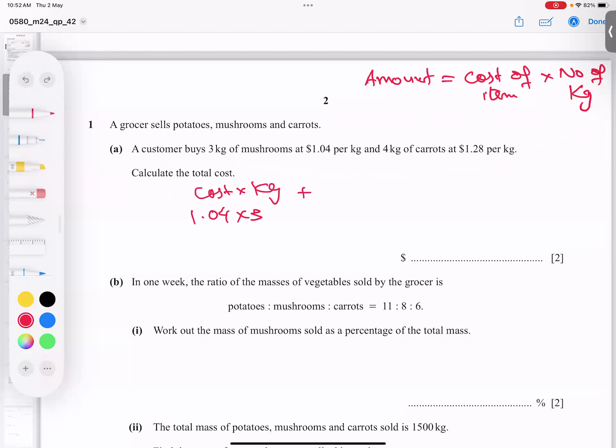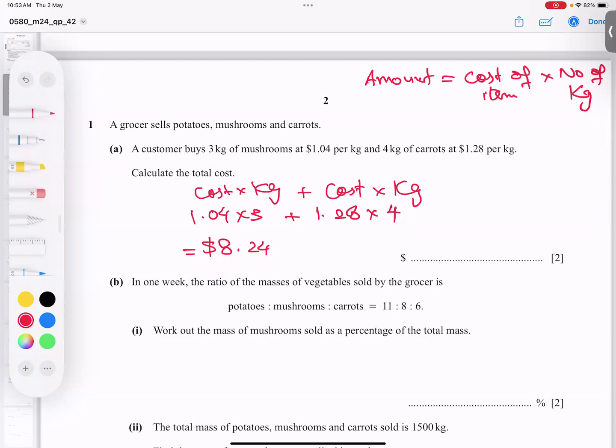Let's talk about carrots. Carrots were 4 kilograms at a rate of 1.28. Same formula: cost times the number of kilograms. If I use a cost of 1.28 and 4 kilograms, and multiply, I get the final answer of $8.24. And I believe you got the point. So let's go for the next part.